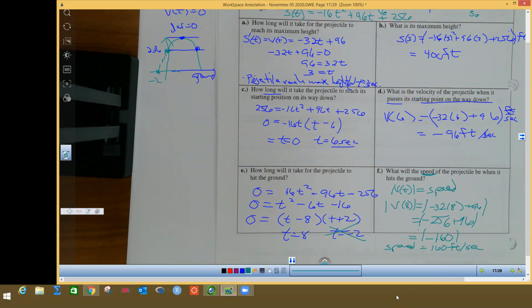So the projectile would be traveling at 160 feet per second when it hits the ground. So that's number 12. We're going to go over and do 15.